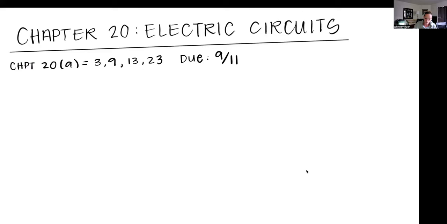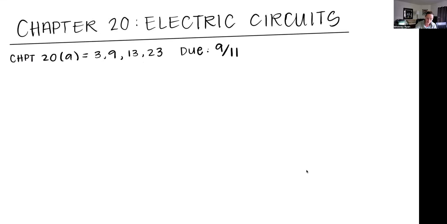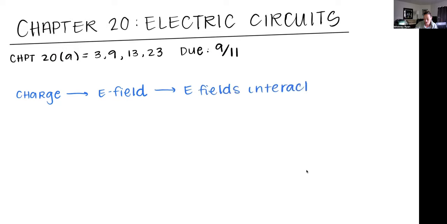Okay, so a review of what we've done, just to remind you of that general flow of what we're supposed to be learning. So far we've learned that every charge, positive or negative, has an E field. When those E fields interact, you get electrostatic forces. That was chapter 18.